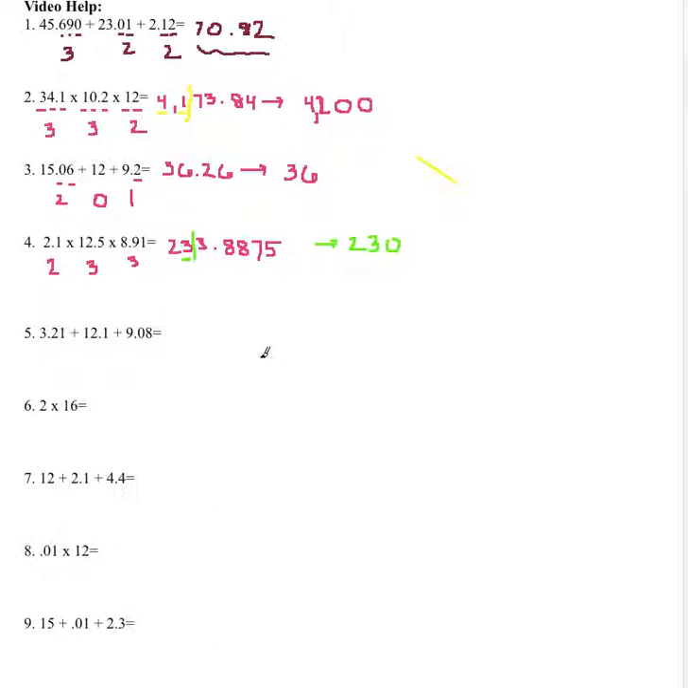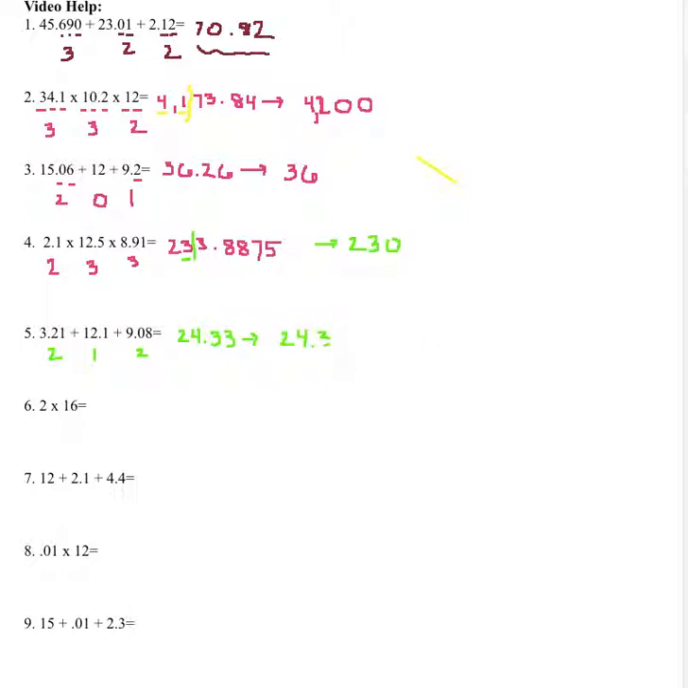Okay? So the next one, since I'm adding, it's going to be based on decimal places. So 3.21 has 2 decimal places. 12.1 has 1. This has 2 decimal places. And so my answer, which I end up getting is 24.33, needs to have 1 decimal place. So I'm going to round this, and it will be just 24.3.